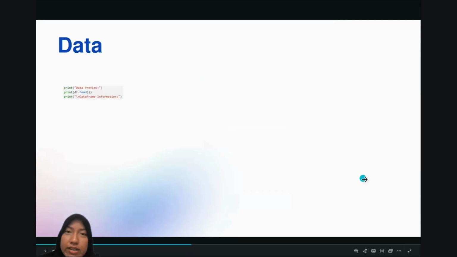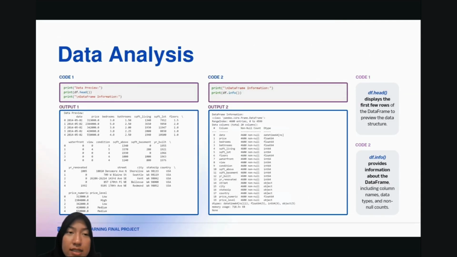If I already got my DF from my SQL data, I can do the data analysis. And this is my data analysis. I do the df.head, so I want to see the first few rows of my data using DF, and then I use the df.info to show the information of my data, like how much data is in my column, whether it has null or not, and what kind of data type it is.